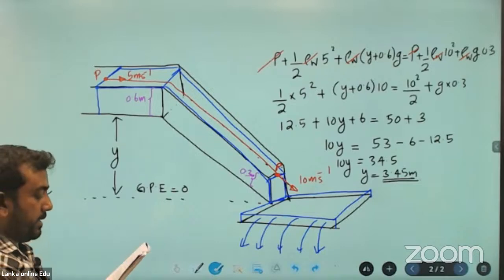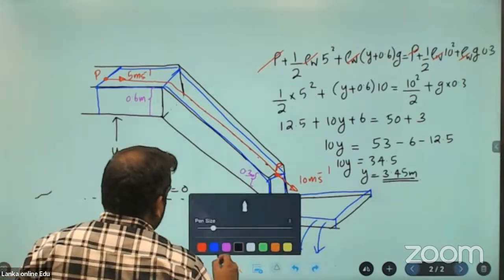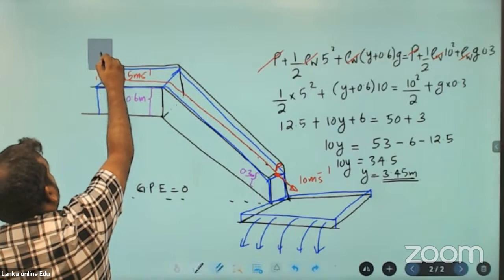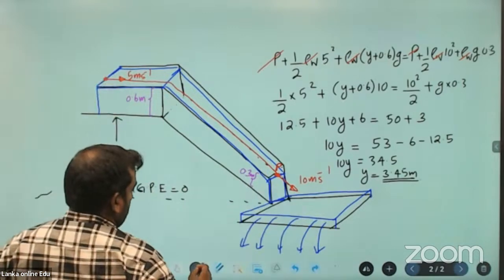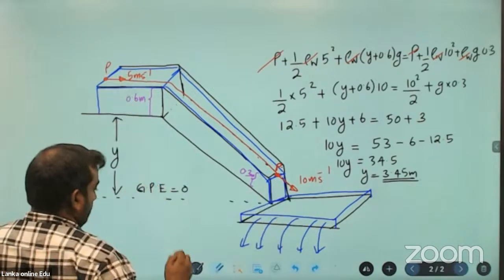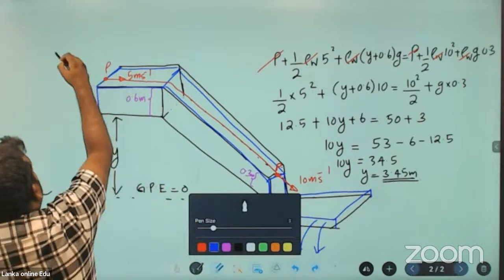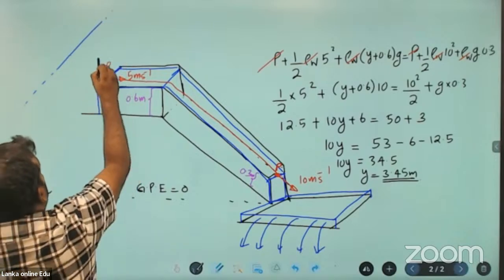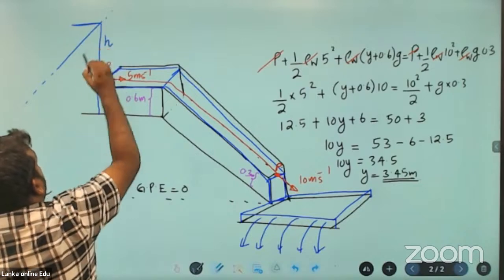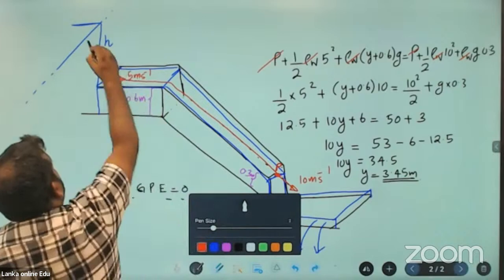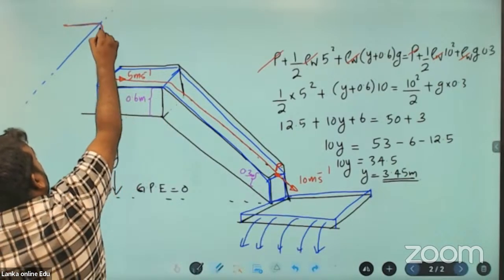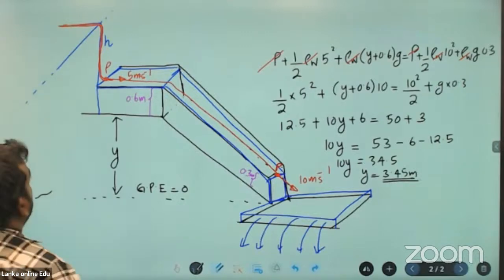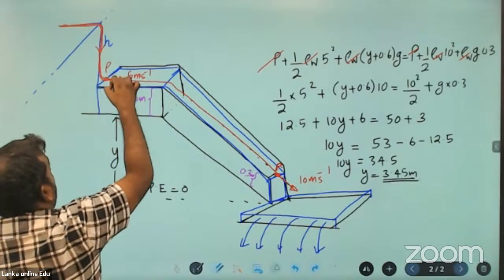Calculate the height of the water level in the reservoir that has to be maintained for this purpose. Now we can actually build the question from here. What is the height of the liquid? The reservoir is here. Vertical height only we are considering. If you consider a streamline like this, you can find the actual height. Actual height is here. From here, if water is coming, there you go like this.